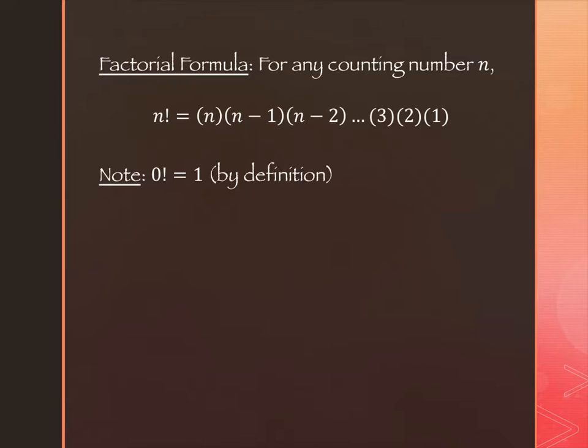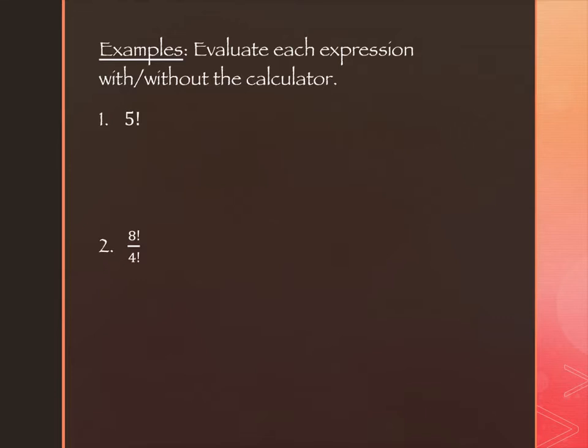So working with factorials involves multiplication. And we're going to see quickly, too, it's going to involve reducing fractions. All right, so we're going to take a look at some examples where we see these processes working. The first one is just simply 5 factorial.